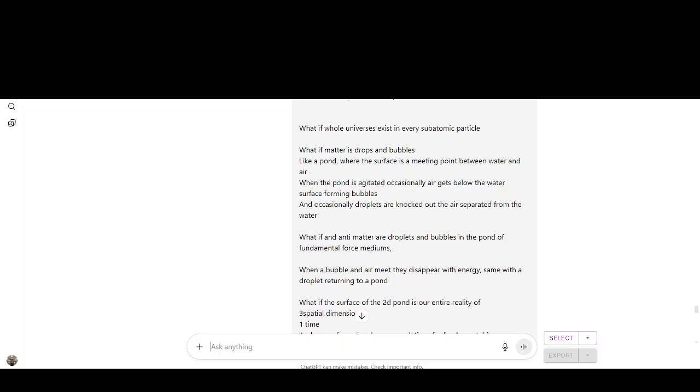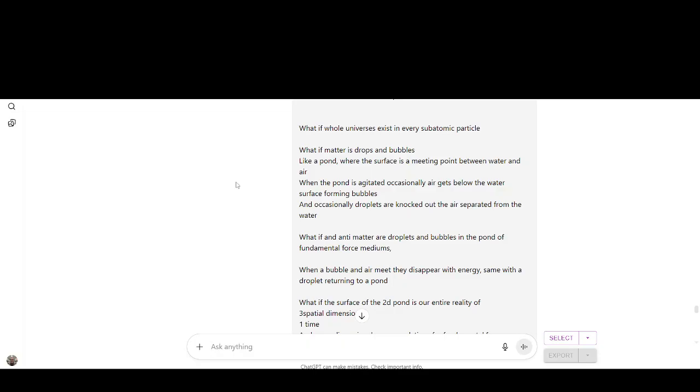This one I'm more serious about, or not more serious, but this one I have a little bit more on. Anyway, a pond where the surface is a meeting point between water and air. When the pond is agitated, occasionally air gets below the water surface, forming bubbles, and occasionally droplets are knocked out into the air and separated from the water.